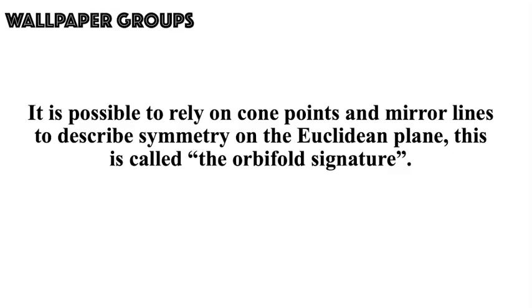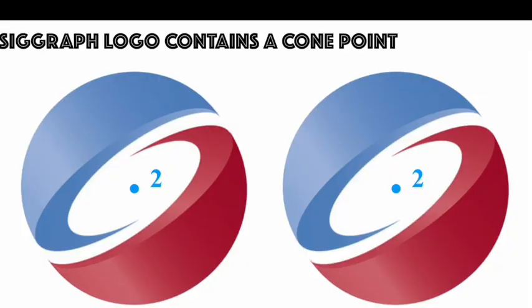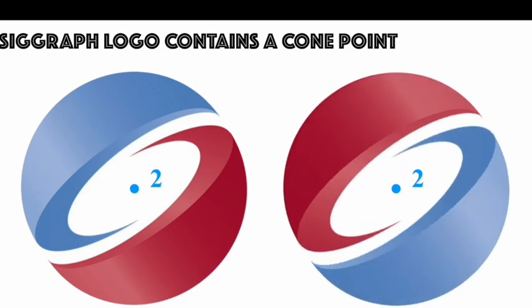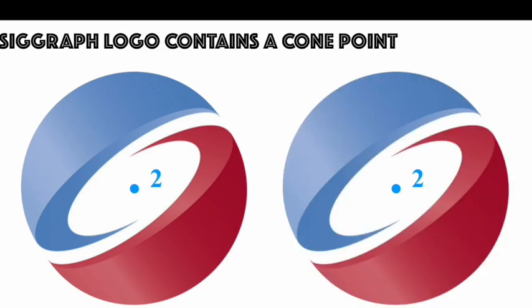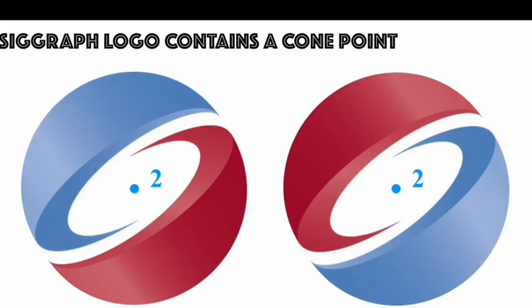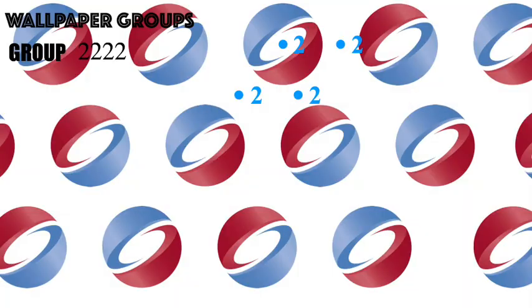It is possible to rely on cone points and mirror lines to describe symmetry on the Euclidean plane. This is called the orbifold signature. For example, the logo of SIGGRAPH contains a gyrational cone point of order 2. Therefore, from the SIGGRAPH logo, we can create patterns of different wallpaper groups that involve a gyrational cone point of order 2. Using the logo, we can easily create a group 2222.